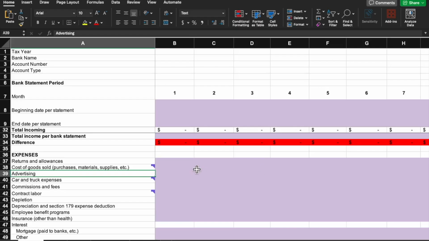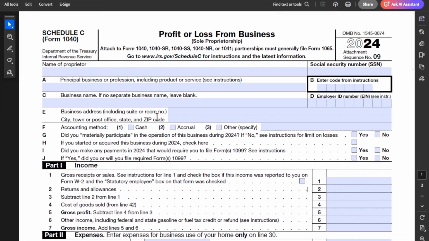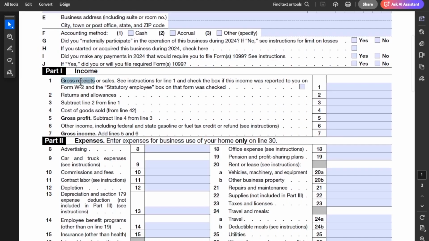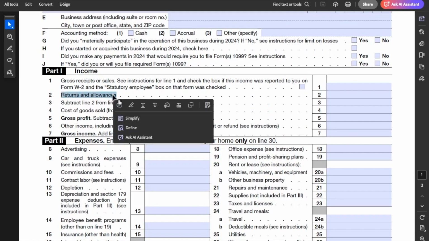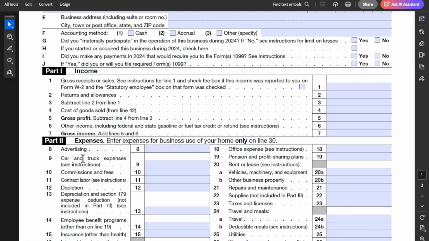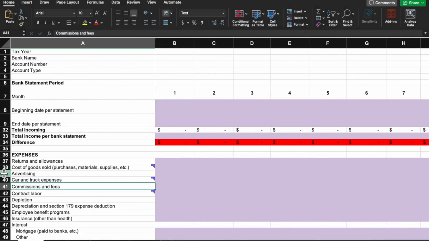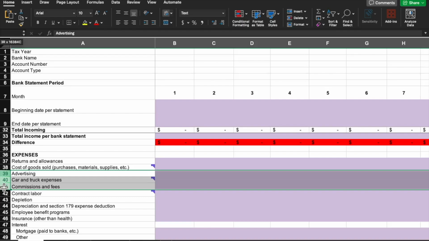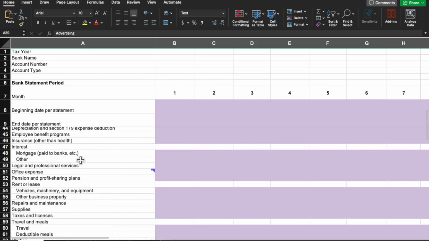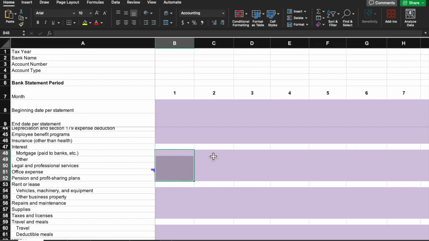So if I go to Schedule C, as you can see here, top first line is gross receipts or sales. Then we have returns and allowances. And then we have the expenses like advertising, car and truck expense, commissions. As you can see, that's all here. Exactly word for word, same description of the expense, same description of the income account, same order. So this is pretty much a mirror of Schedule C that you have here.